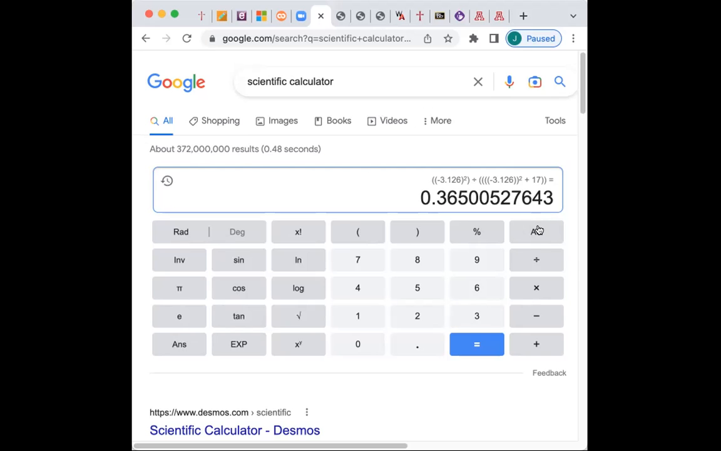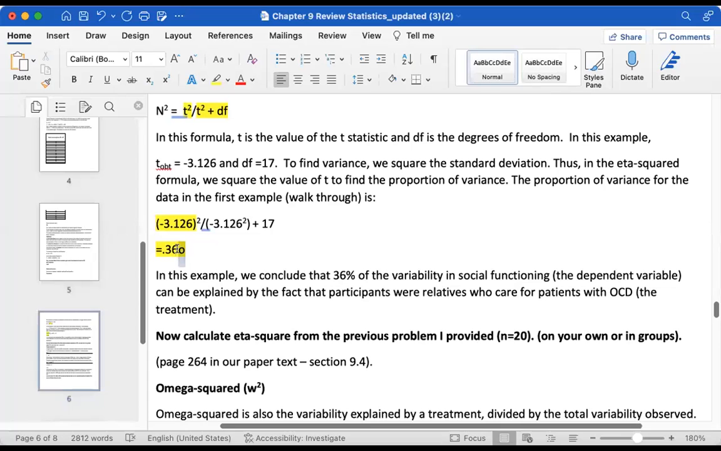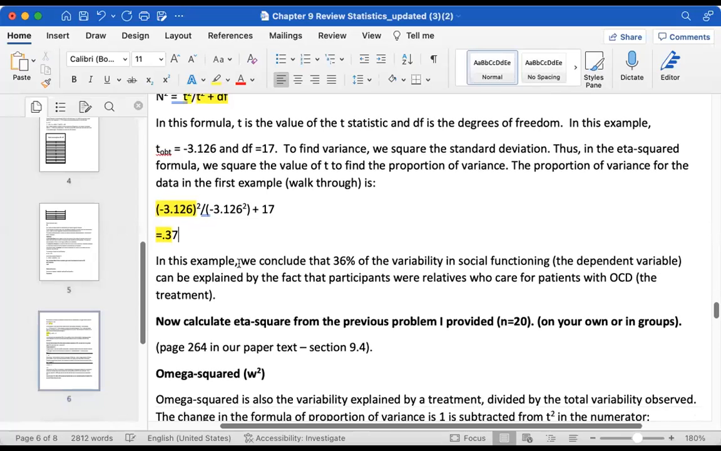0.37, or 0.30 if we rounded. Yeah, 5 or more, we can round, that's fine. So this should be 0.37, we round, that's still right.